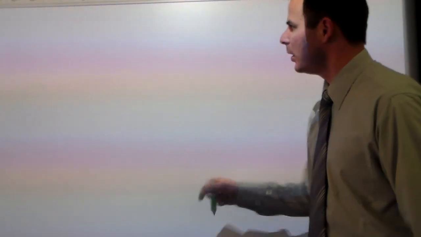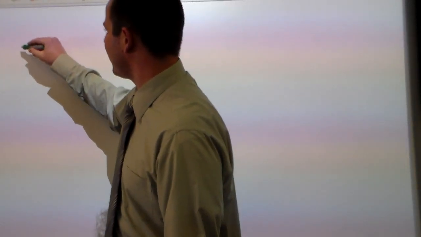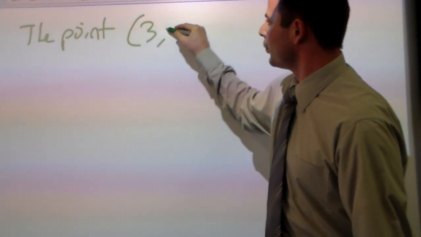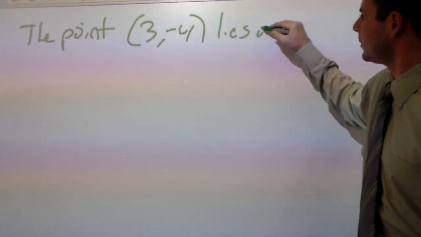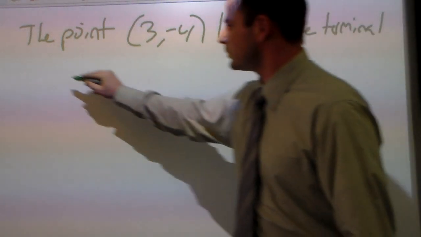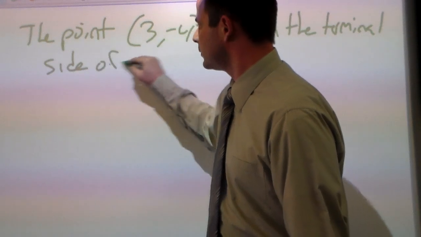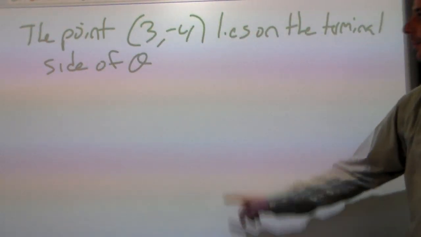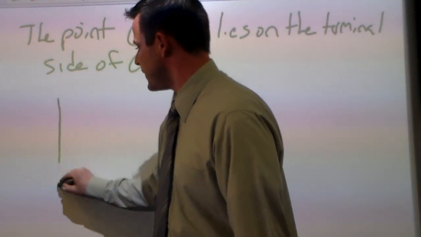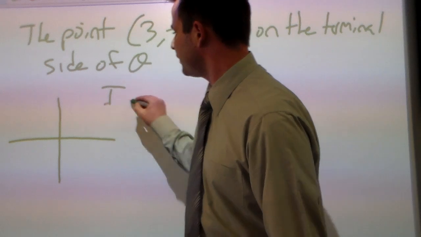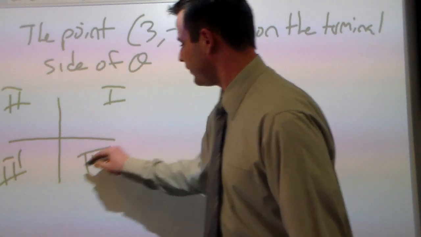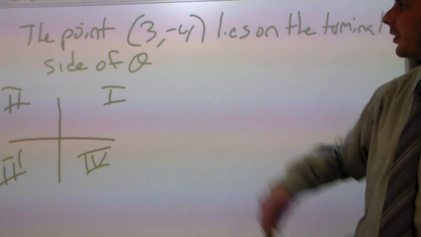So let's say we have the point 3, -4 that lies on the terminal side of theta. This is telling you what quadrant you're in. The point 3, -4 is in the third quadrant, so let's draw that in standard position. Quadrant 1, quadrant 2, quadrant 3, and quadrant 4. Let's sketch the position 3, -4.